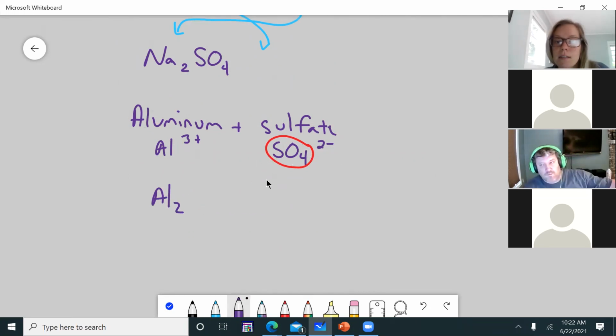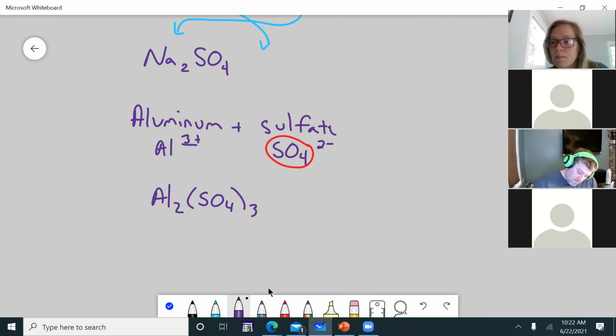The sulfate, how many sulfates do I need? I need 3 of them. So in order to tell the reader you have 3 of them, we're going to put this thing in parentheses, and we're going to put a 3 on the outside of the parenthesis. So it becomes Al2(SO4)3. And the SO4 is in parentheses to denote that you've got 3 of them.